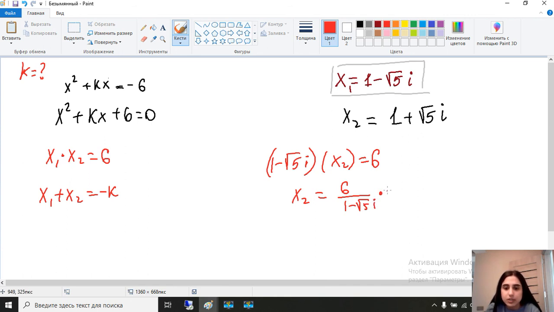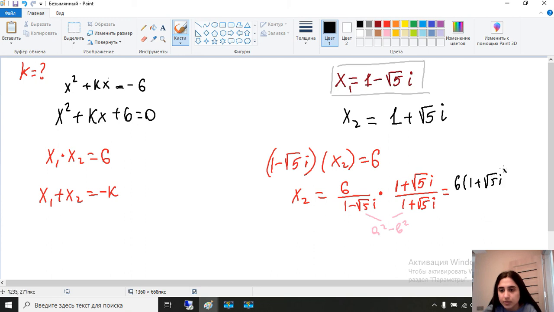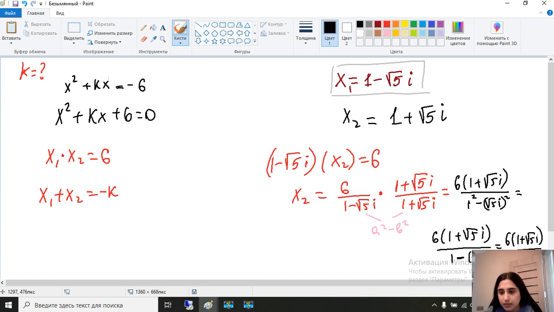Let's get rid of the irrationality of the denominator. So multiply by 1 plus the square root of 5 times i and divide by the same conjugate. Finally, I will obtain that in the denominator I have a squared minus b squared. In the numerator I will have 6 times (1 plus the square root of 5 times i), divided by 1 squared minus (the square root of 5 times i) squared. Finally, it will give me 6 times (1 plus the square root of 5i) divided by 1 minus 5. So 6 times (1 plus the square root of 5i) divided by 6.